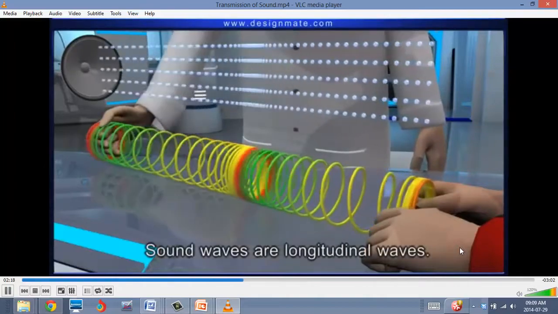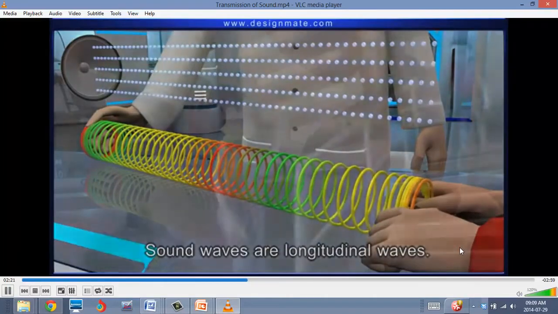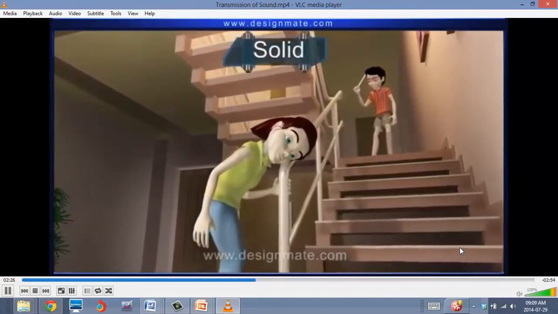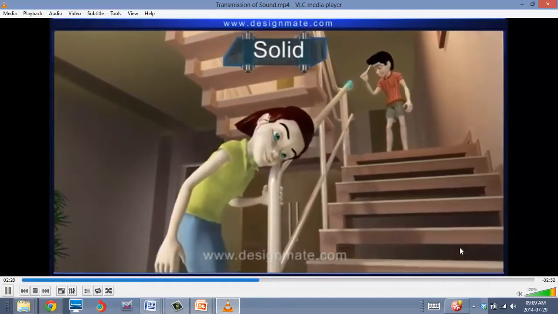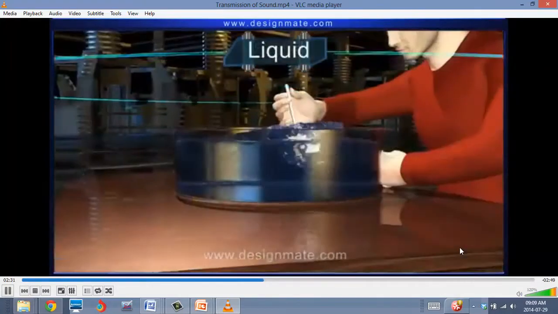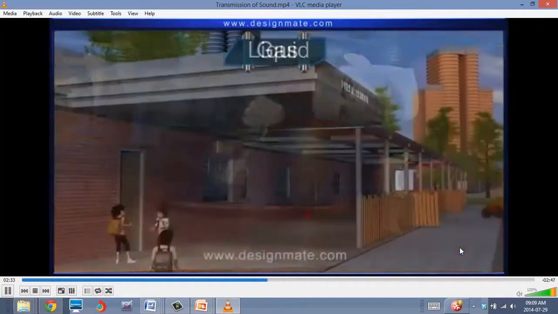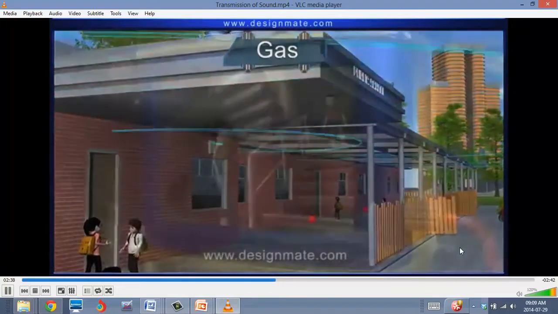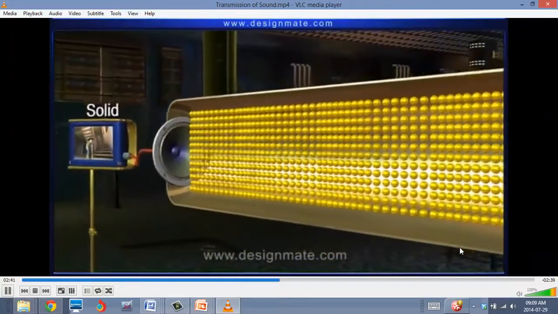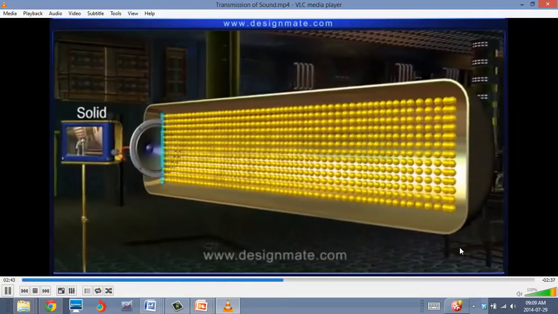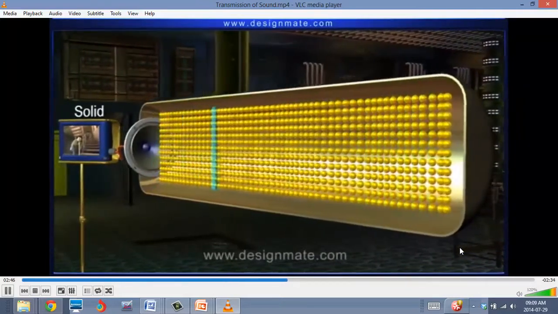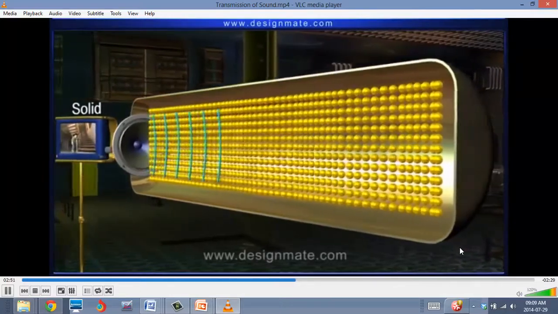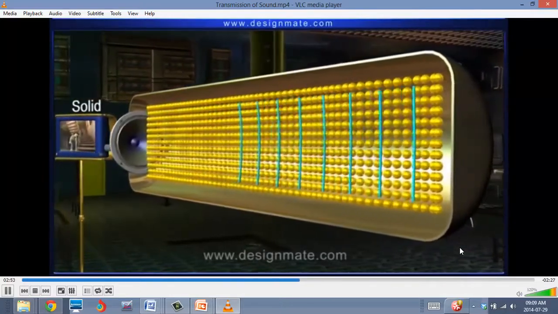Sound waves are longitudinal waves. These waves travel at different speeds in different mediums. The medium could be a solid, liquid, or gas. Now let's see how this works. In a solid, the particles are very close together. Sound energy moves as one particle hits the other particle. With the particles being so close together, sound travels quickest through a solid.